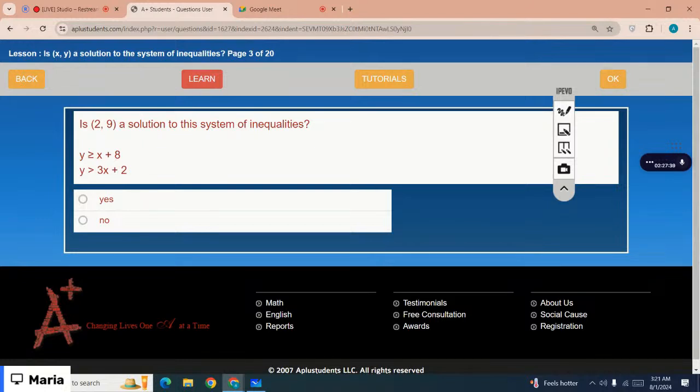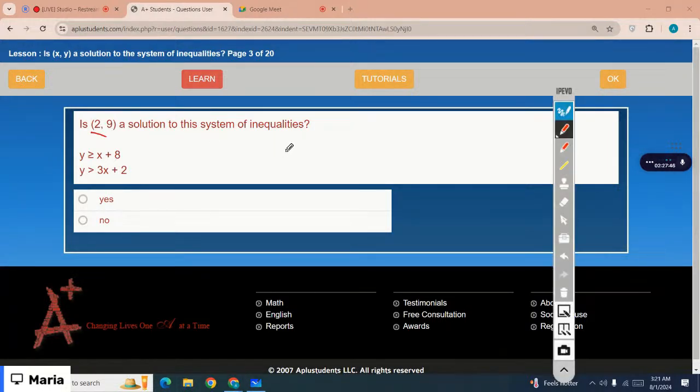2, 9. Is it a solution to the system of inequalities? So let's just see 2, 9, right? X is 2, y is 9. 9 is greater than 2 plus 8. 9 is greater than 10. False it is, right? Because next one is 9 is greater than 3 times 2 plus 8. 3 times 2 is 6 and it is false. That means the correct option is no.